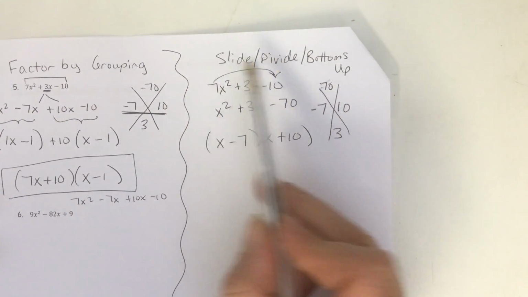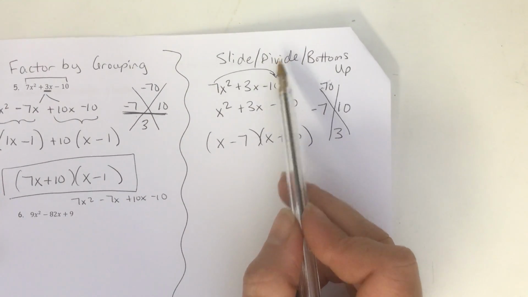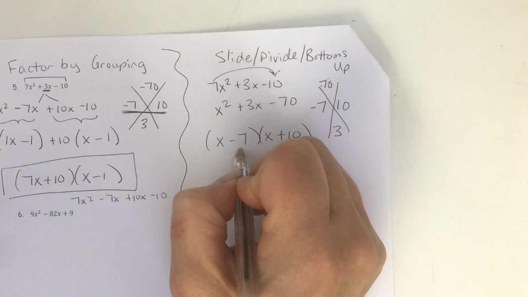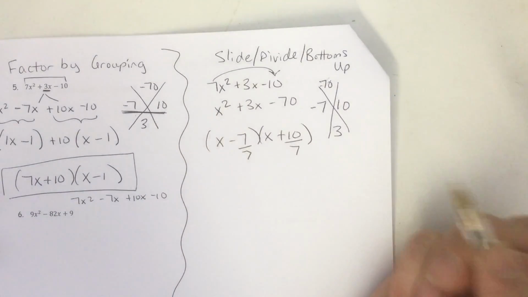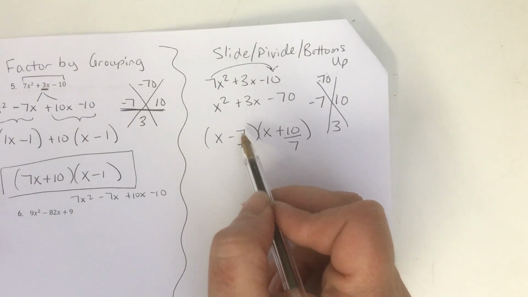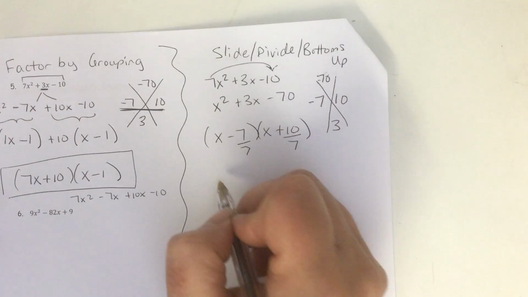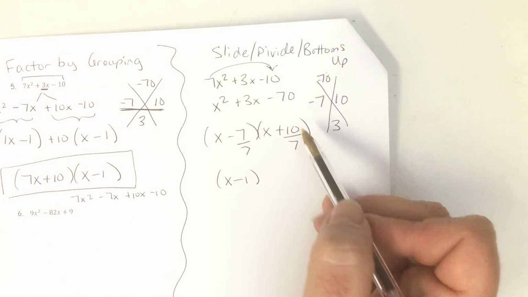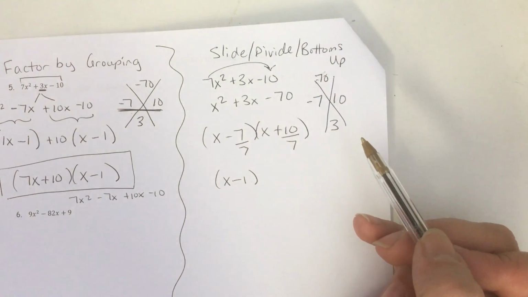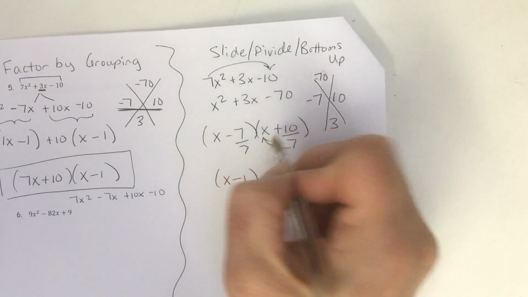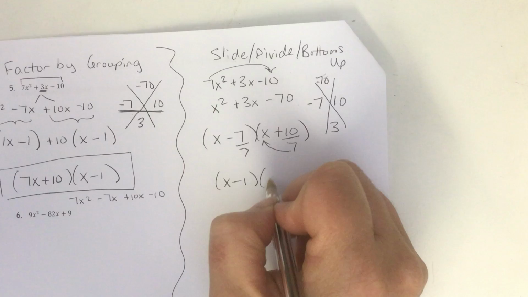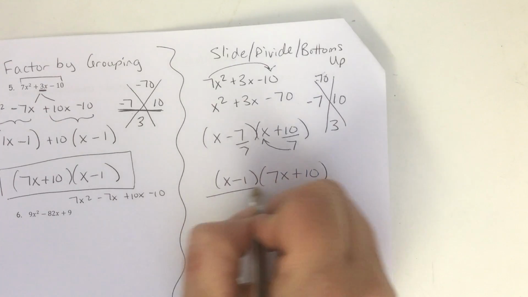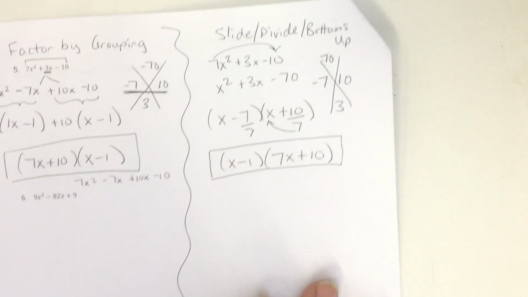Then you divide. We've done the slide and factor, now we divide. The number we divide by is the number that we slid, like we multiplied this by 7, so we divide our numbers by 7. If they divide out and give you an integer, you just write that. So 7 divided by 7 is 1, so that becomes x minus 1. If it doesn't give you an integer, 10 divided by 7 is not an integer, so you're going to do the bottoms up part. The bottom thing goes up to the top, and it becomes 7x plus 10. So your answer is x minus 1 times 7x plus 10.